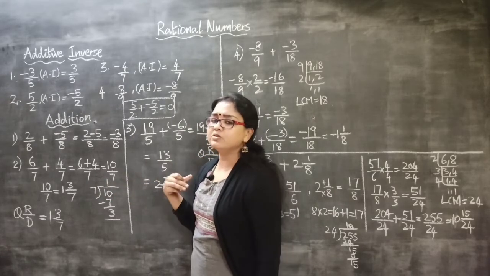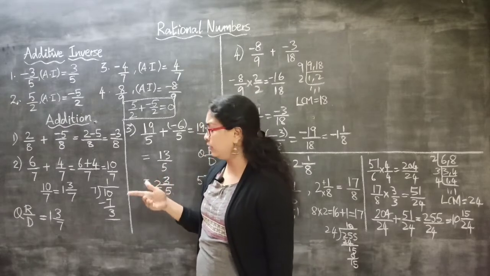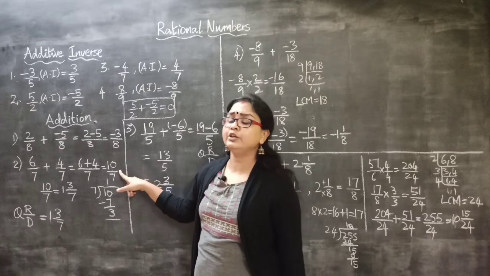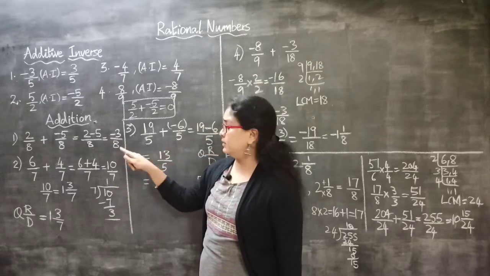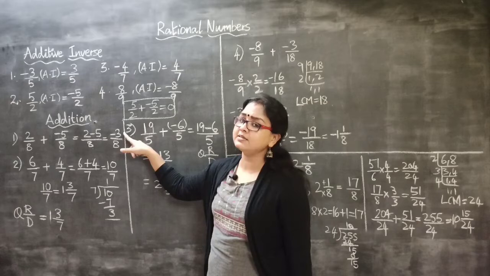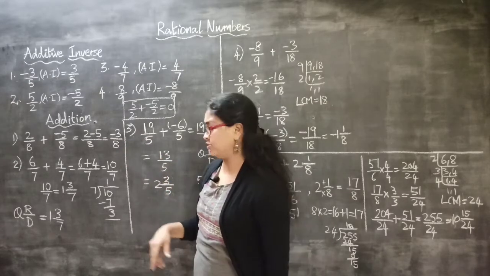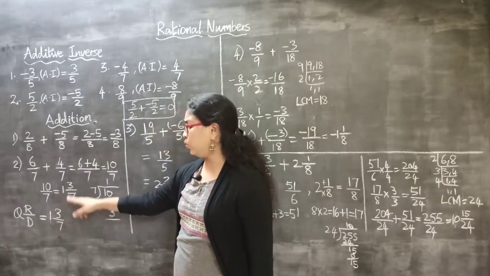Suppose it is asked how to convert it into a mixed fraction, how will you convert? When it is an improper fraction, only then can you convert it into a mixed fraction. Otherwise it is not possible. Here, if the numerator is smaller than the denominator, you cannot make it a mixed fraction. So here we are converting 10 by 7 is equal to 1 3 by 7.